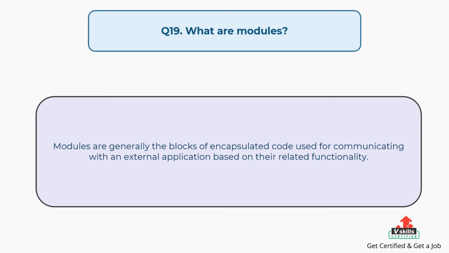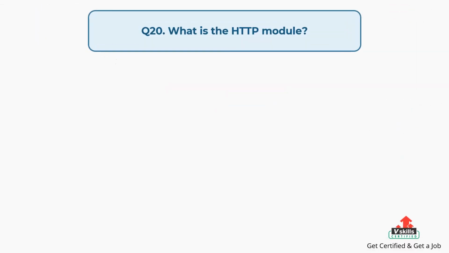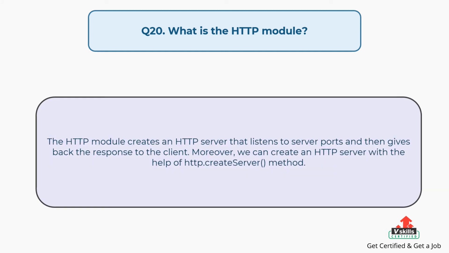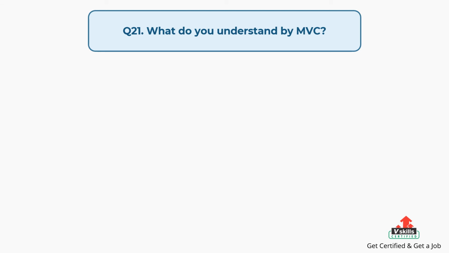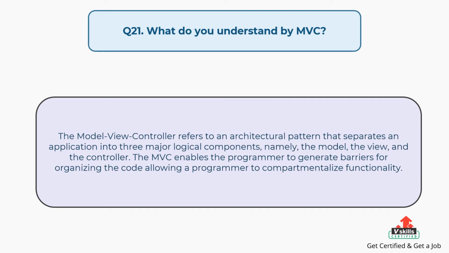Question number 20, what is the HTTP module? The answer is the HTTP module creates an HTTP server that listens to server ports and then gives back the response to the client. Moreover, we can create an HTTP server with the help of the http.createServer method. Question number 21, what do you understand by MVC? The answer is the Model View Controller refers to an architectural pattern that separates an application into three major logical components, namely, the model, the view, and the controller.